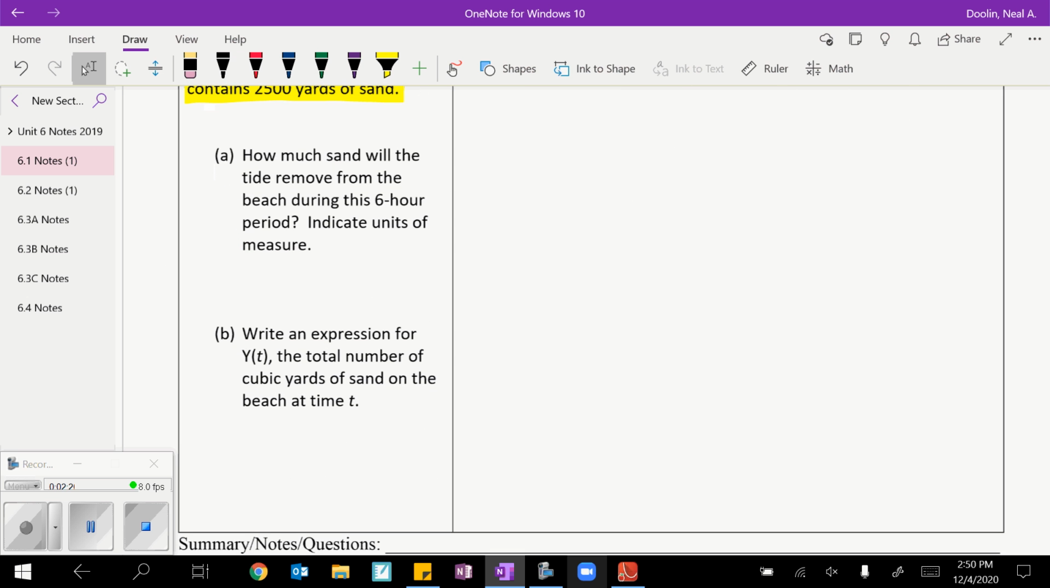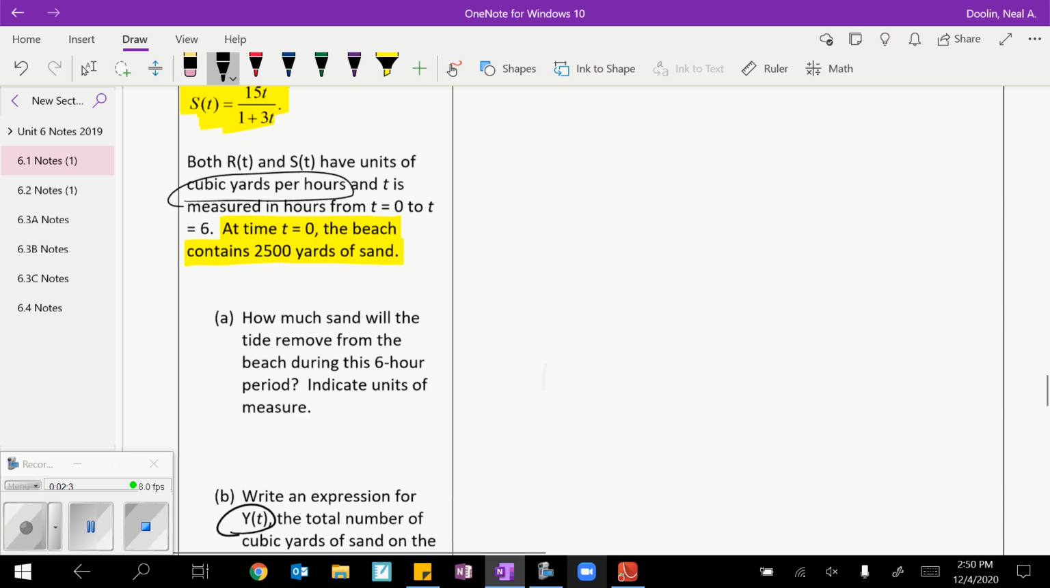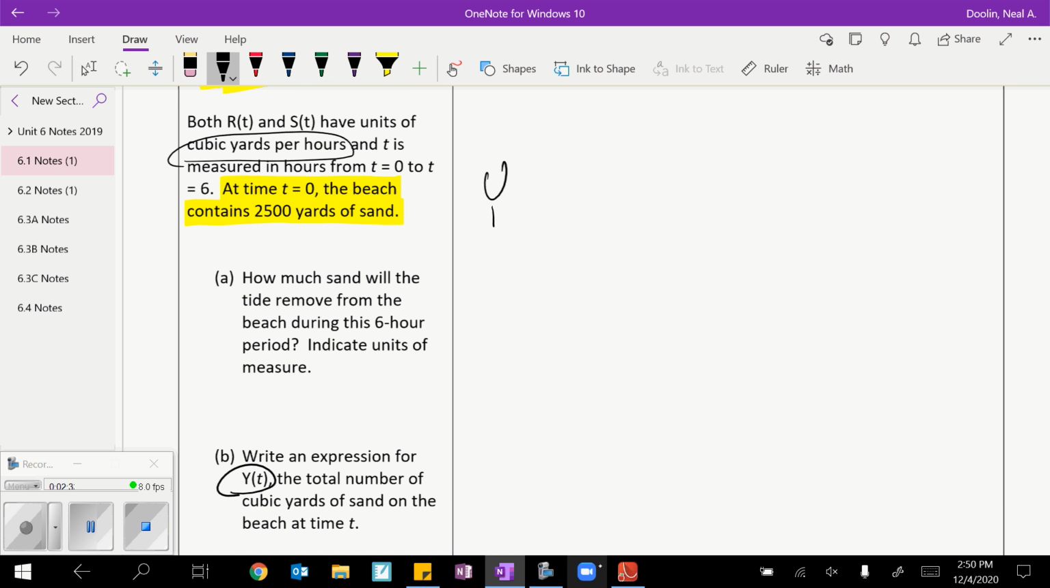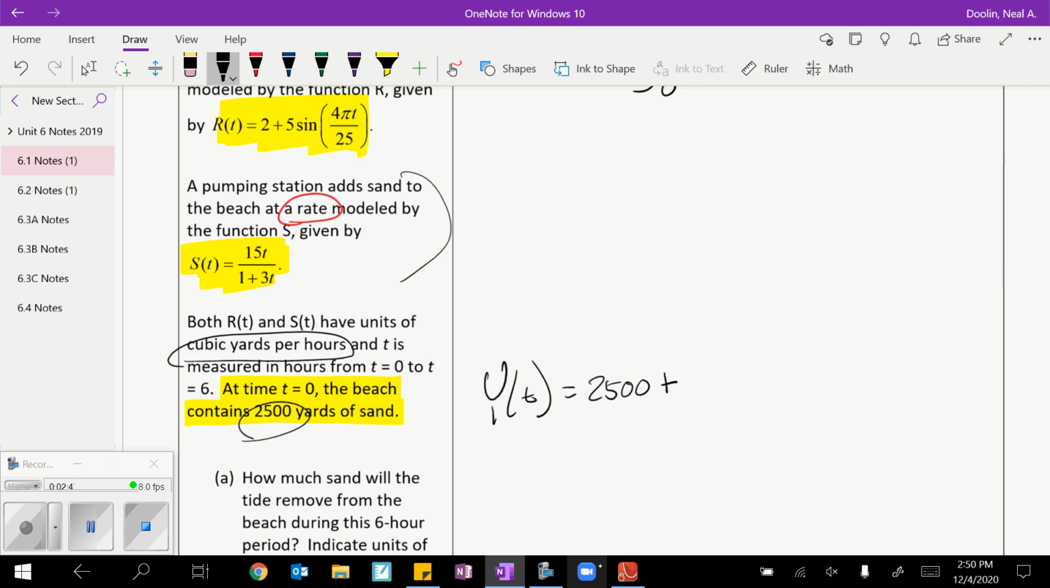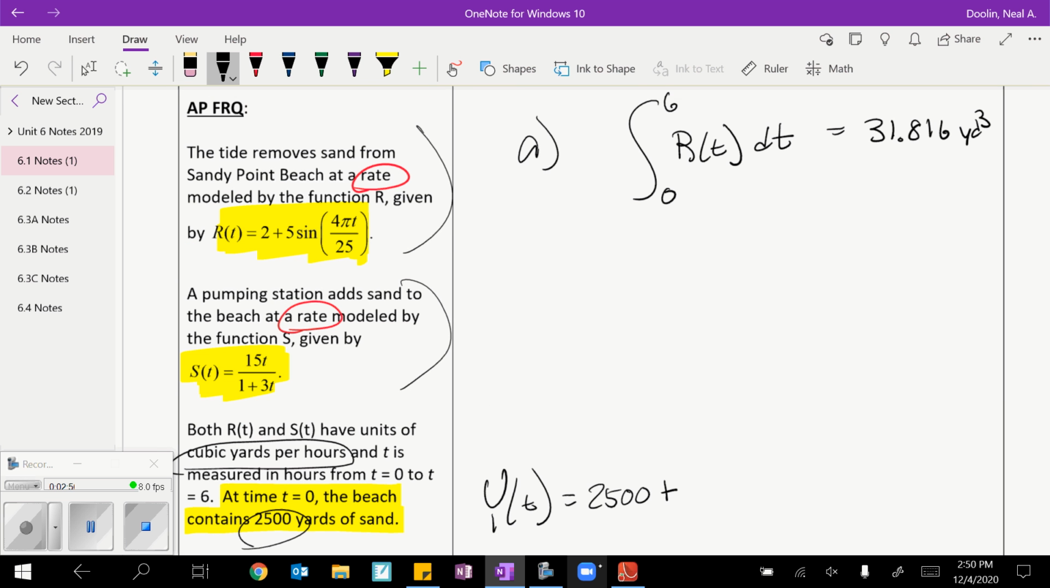In part B, we are tasked with writing an expression. So we're coming up with a new equation for the total number of cubic yards of sand on the beach at a certain time. Well, we know the amount on the beach starts with 2,500. You could either put that in the front or at the end. And then we'd have to factor in how much gets added from the pumping station and how much gets removed from the tide.